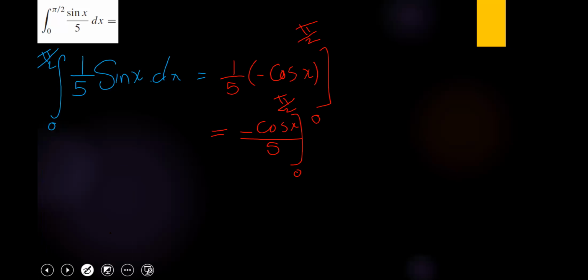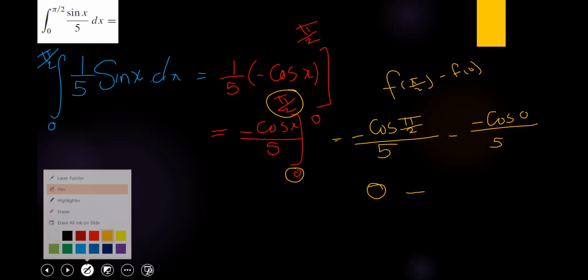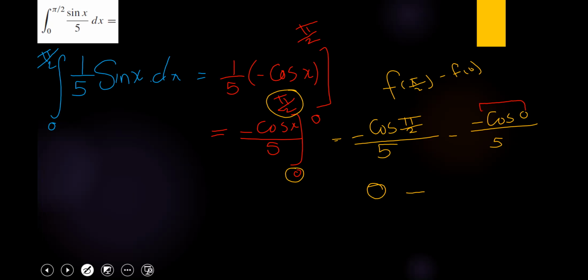By now, is it clear? Yes, teacher. Okay. Then after that, I have to find f of pi over 2 minus f of 0. So what can I do? I will say it's negative cosine pi over 2 over 5 minus negative cosine 0 over 5. Now what is cosine pi over 2? It is 0, so 0 over 5 is 0. Before that, what is the value of cosine 0? It is 1. Then I have to multiply it by negative 1, so it's negative 1 over 5. So the value here is positive 1 over 5.